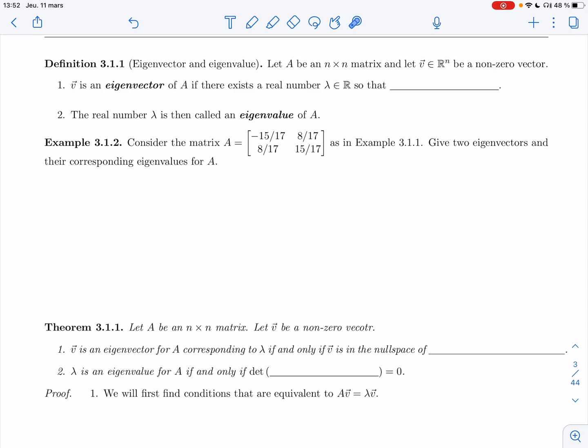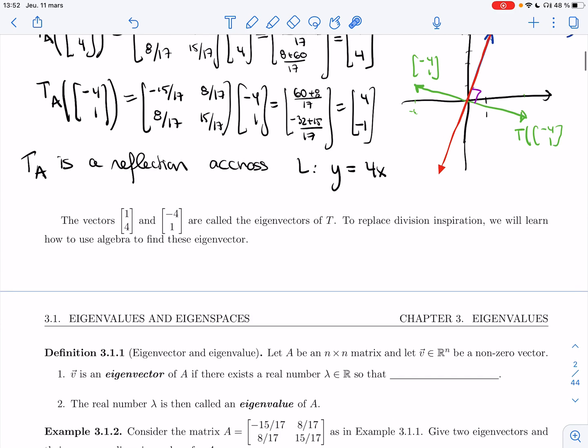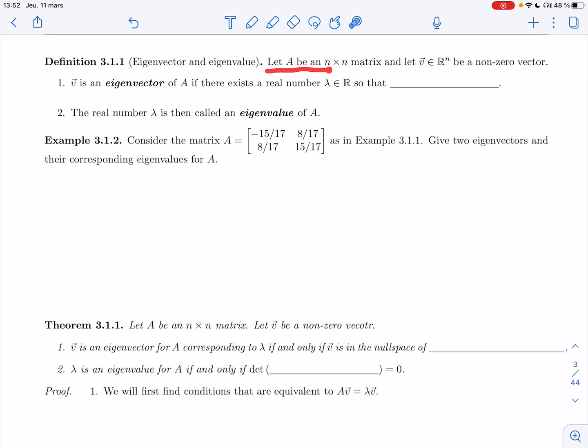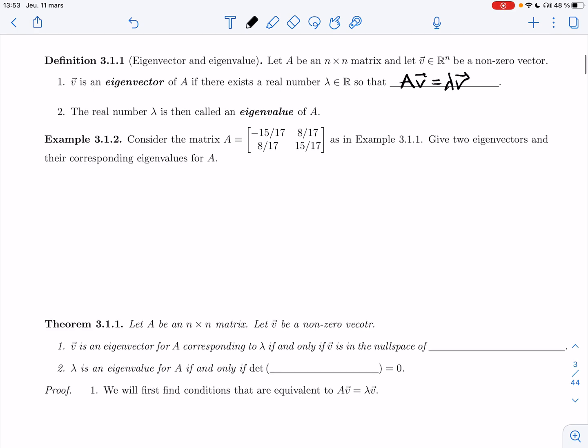In this video, we'll be looking at this idea of special vectors for a linear transformation or a matrix, and we want to make it more precise, and we want to figure out how to find these special vectors. All right, so let A be a square matrix, and let V be a vector in Rn. I'm going to take it to be non-zero. Then V is called an eigenvector of A if there exists a real number, lambda, in R, so that A times V is lambda times V. Then the real number, lambda, is called an eigenvalue of A.